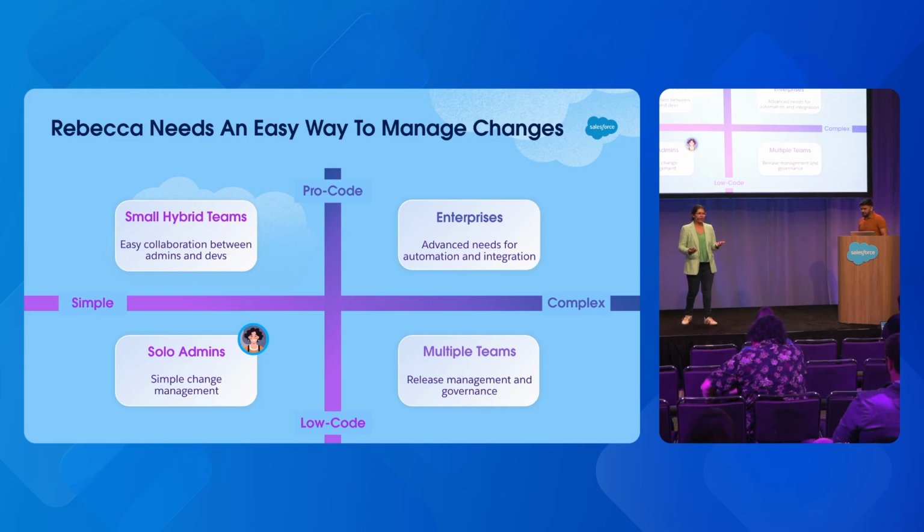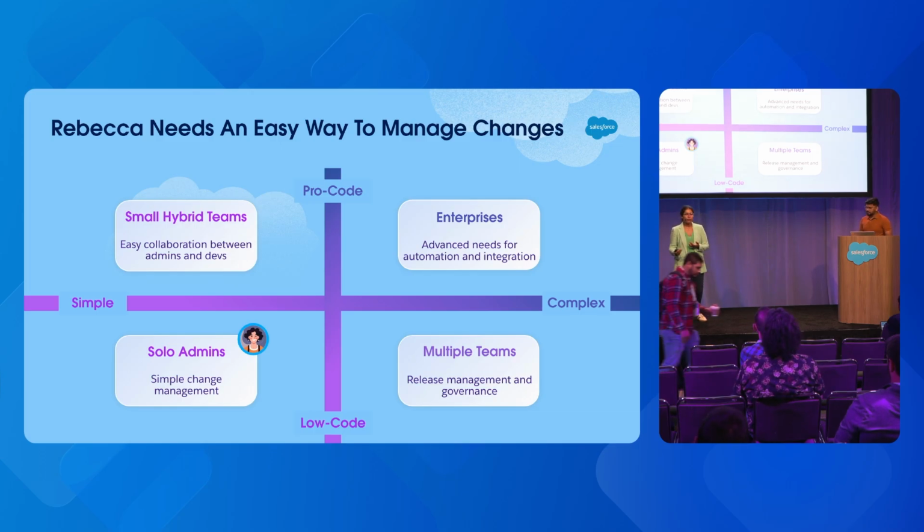And that's the gap that we see in DevOps. It's not a one-size-fits-all solution, right? There's different personas, there's different kinds of people working with different levels of automation. On the far left, we have Rebecca, who's a solo admin. She makes a ton of changes, but still wants a simple change management process. But on the other side, we have large enterprises that need much more complex and advanced automation and integration. DX Inspector facilitates that collaboration between solo admins like Rebecca and developer teams that might have more advanced integration needs, while providing much more than what change sets offer.